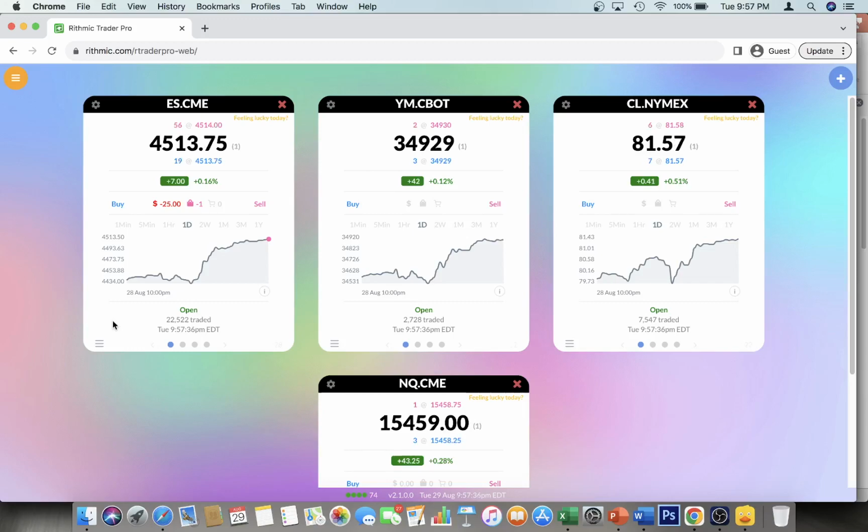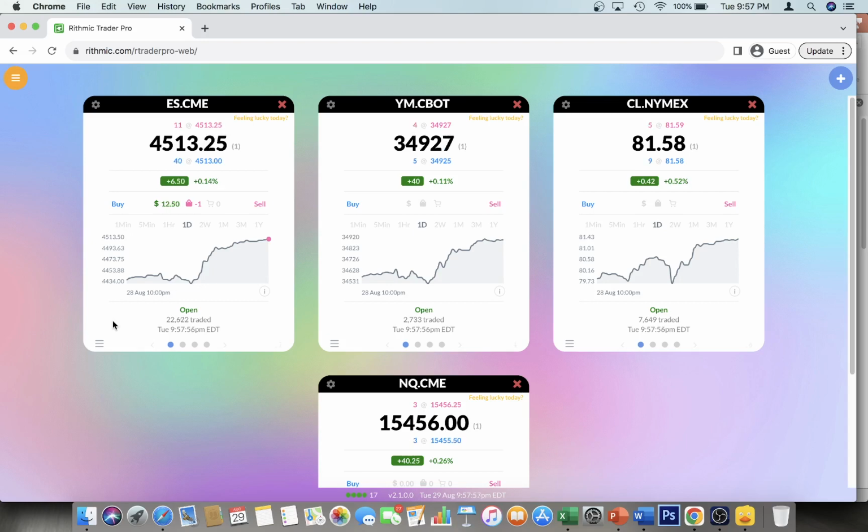So today we're going to talk about what to do if you have a Mac and your prop firm that you like only offers NinjaTrader. So what you're seeing right now is me trading on my Mac using Rithmic Trader Pro's website.